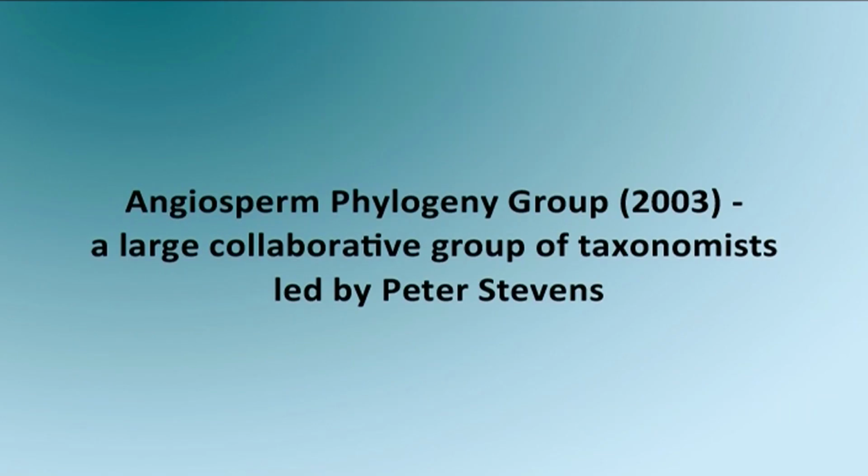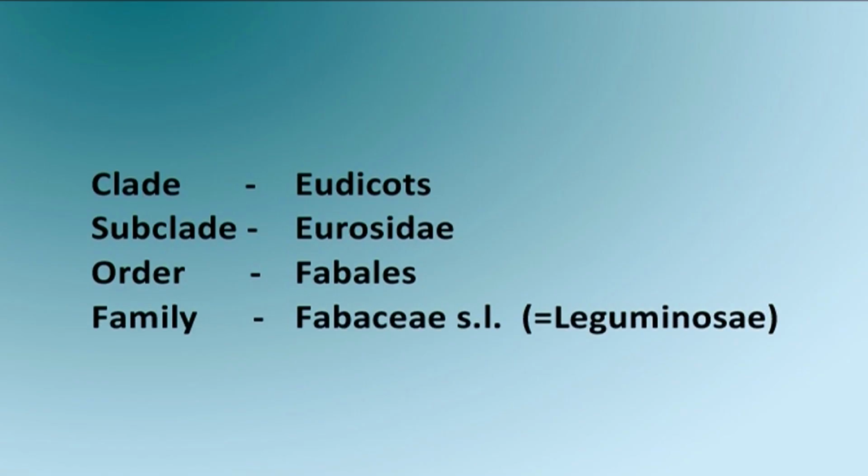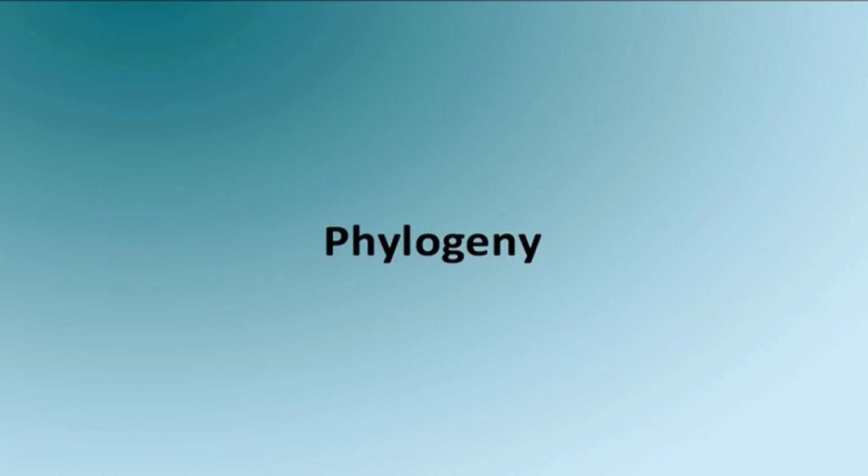The Angiosperm Phylogeny Group 2003, which is a large collaborative group of taxonomists led by Peter Stevens, classifies Fabaceae as follows: clade Eudicots, subclade Eurosids, order Fabales, family Fabaceae sensu lato Leguminosae. Now we will talk about the phylogeny of Fabaceae.